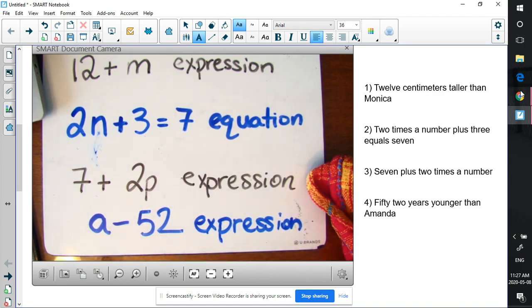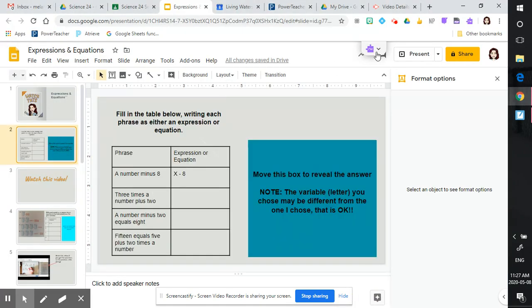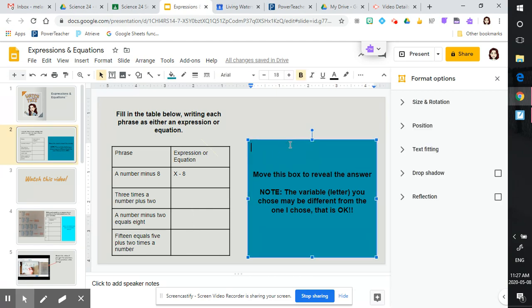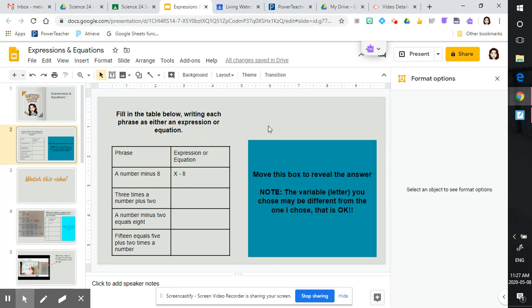All right, now go to the next slide. And there's a table where you can fill in your answers. And then remember, move the box to check your answer. Now, since you're picking your own variable, you are most likely going to choose a different variable than I did. And that's okay. So if the letter is different in our answers, but everything else is exactly the same, that means your answer is correct.